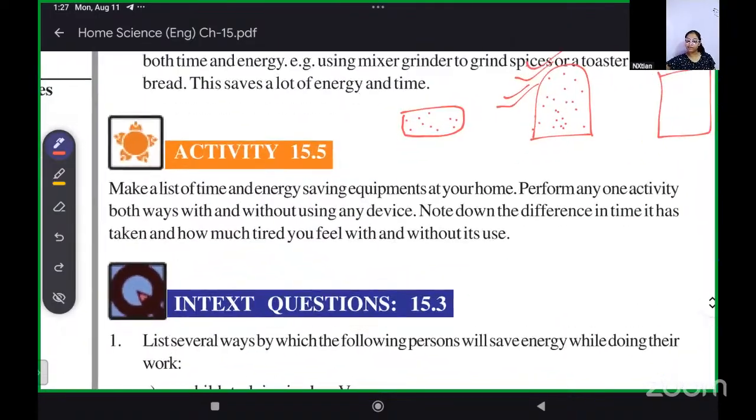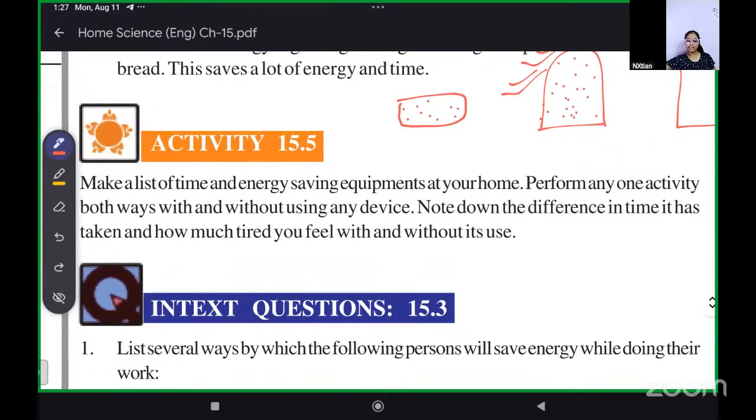Now, make a list of time and energy saving equipment at your home. Perform any one activity both ways, with and without using a device. Note down the difference in the time it has taken and how tired you feel with and without its use.